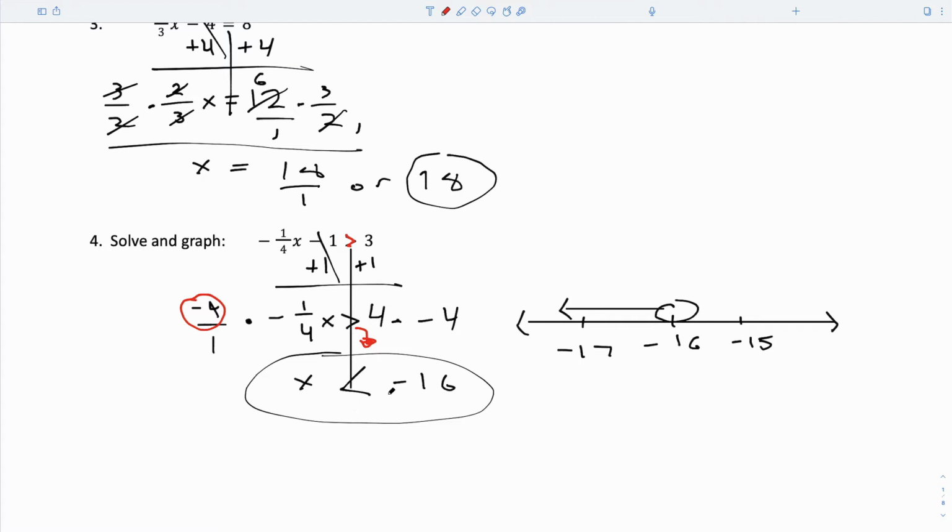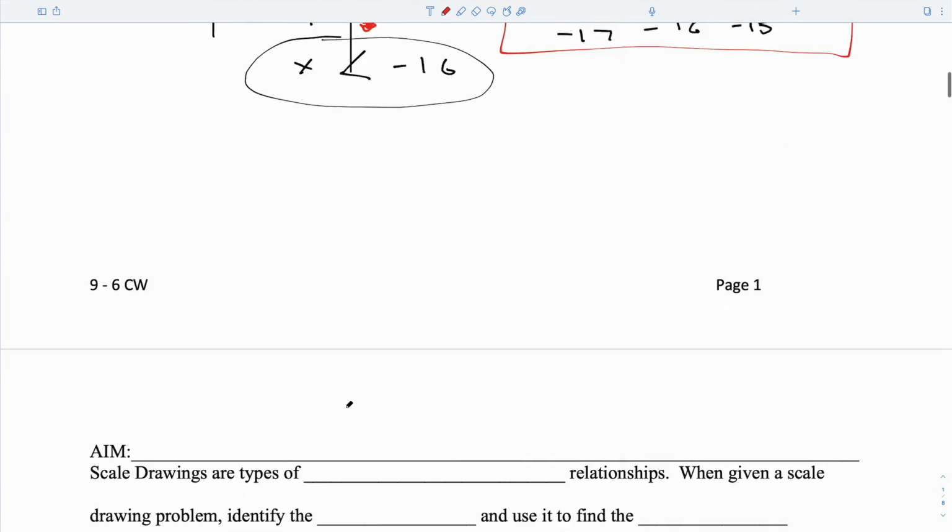Pac-Man doesn't have a chin, so we don't fill the circle in. X is less than negative 16. This would be our graph. That's our answer. Flip your page.